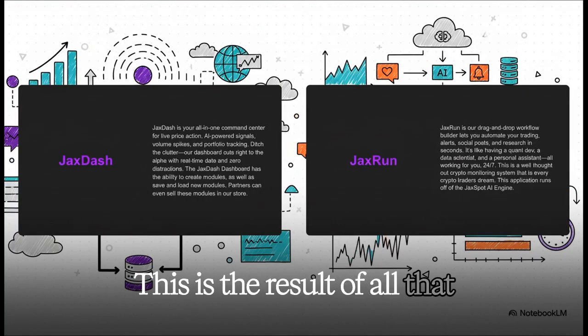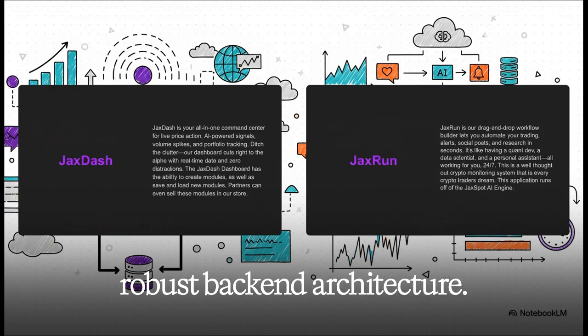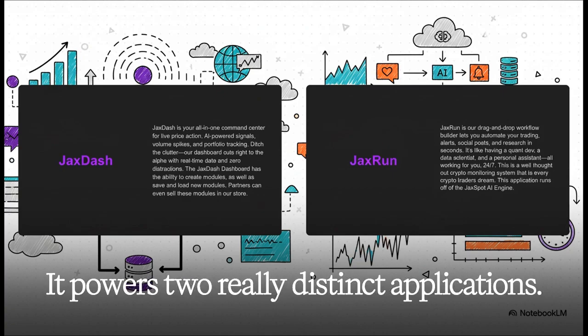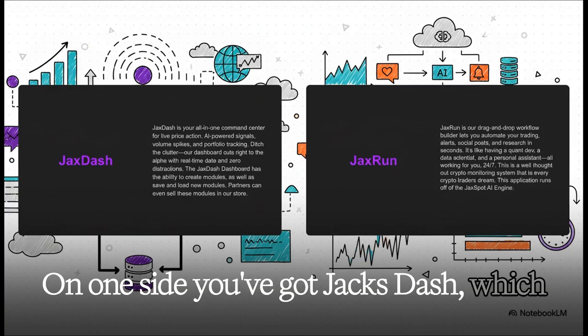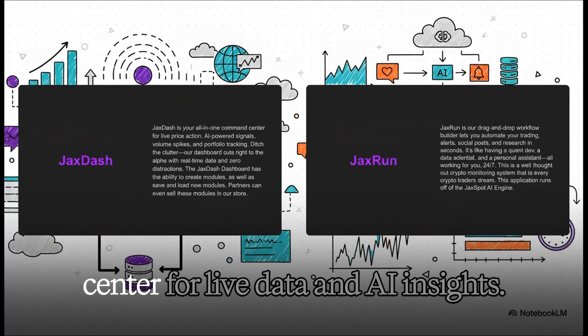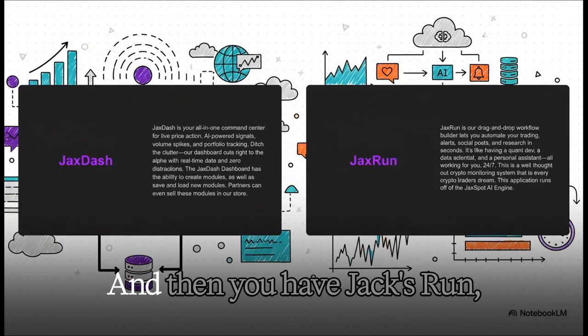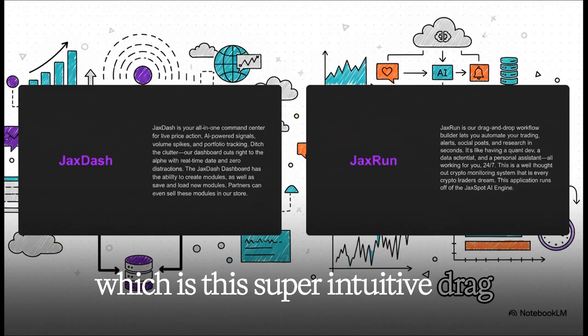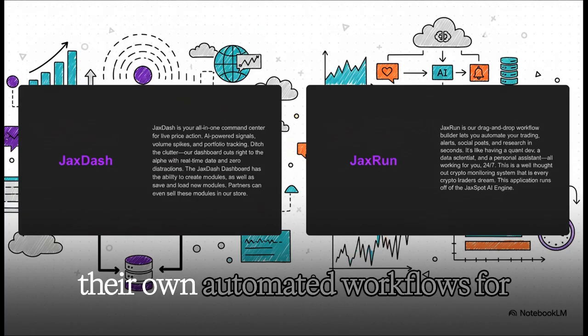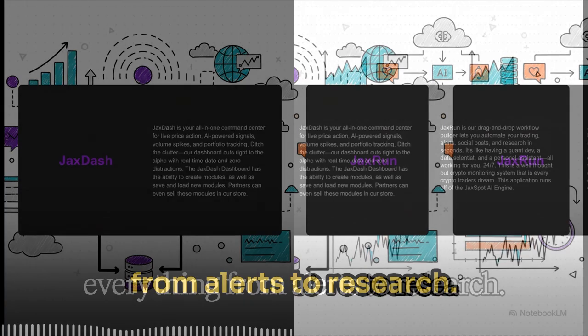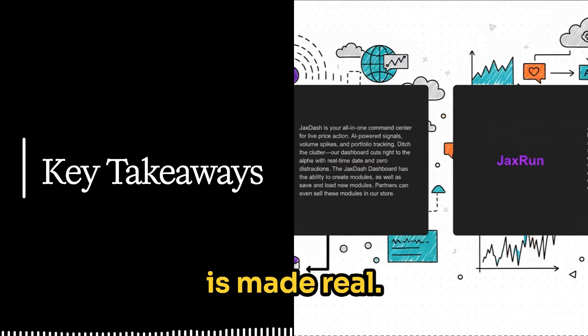This is the result of all that robust back-end architecture. It powers two really distinct applications. On one side, you've got JaxDash, which is basically an all-in-one command center for live data and AI insights. And then you have JaxRun, which is this super intuitive drag-and-drop tool that lets traders build their own automated workflows for everything from alerts to research. The initial vision is made real.